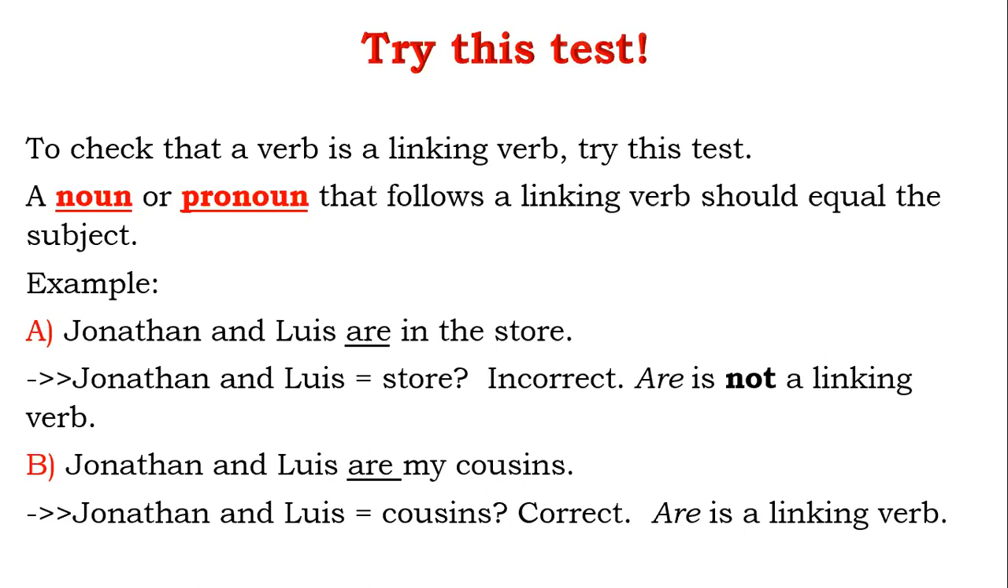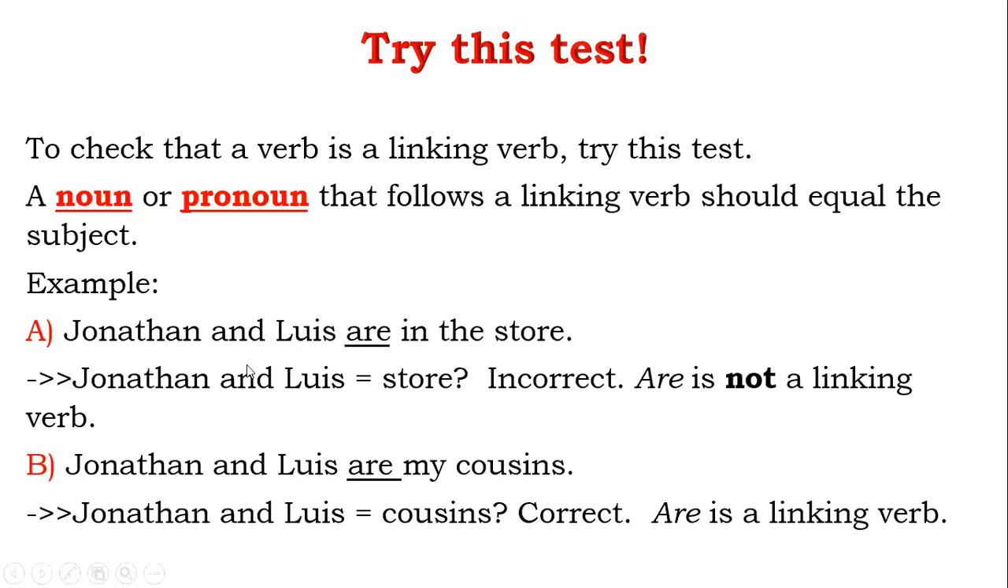So this is just a way to help you out. So we identify that are is the verb in the sentence, and we look at the predicate, in the store. Do you see a noun or a pronoun on this side of the predicate? If you said store, you are correct. Store is a word that names a place, right?